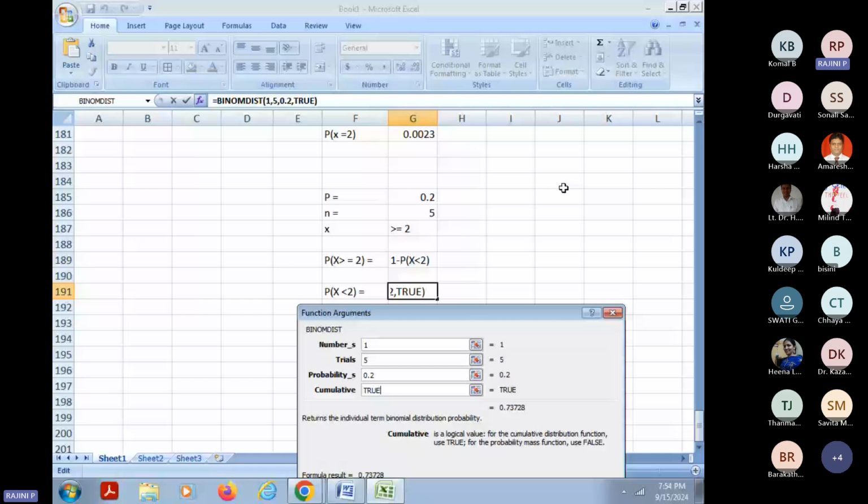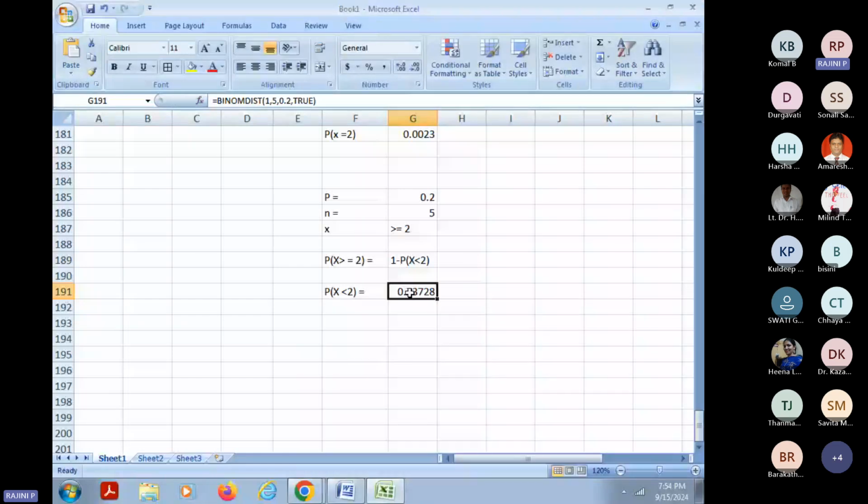Then you got this value, the probability of x less than 2. So the probability of x greater than or equal to 2 is equal to 1 minus this value. Enter. So the probability of at least 2 hits is equal to 0.26, a 26% chance. Is the binomial distribution clear to everyone? Ma'am, the 0.73 is clear, but how did you get 0.26? That's not clear.